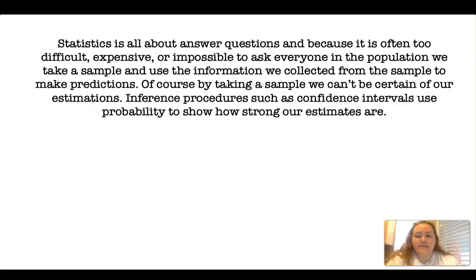All right, so statistics is all about answering questions, and because it's often too difficult, too expensive, or impossible to ask everyone in the population, we take a sample and we use the information we collected from the sample to make predictions. Of course, by taking a sample, we can't be certain of our estimations. Inference procedures, such as confidence intervals, use probability to show how strong our estimates are.